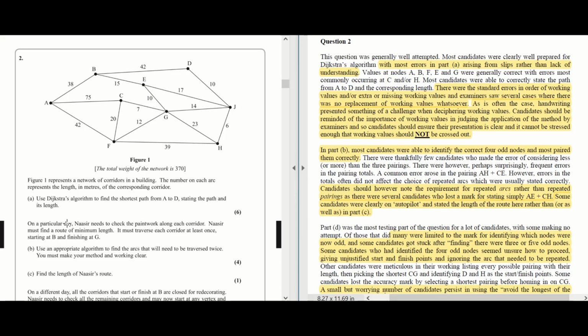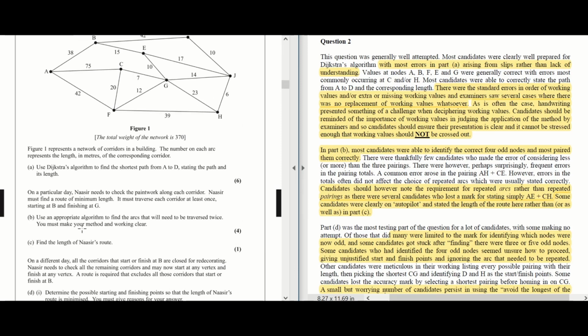Examiner report wise for question number 2, for part A we had to use Dijkstra's algorithm. A lot of candidates were well prepared for this type of question, and there were just slight slips which didn't show a lack of understanding. There were just small little errors. There were the standard errors in the order of working values and or extra or missing values, and examiners saw several cases where there was no replacement of working values whatsoever. As is often the case, handwriting presented something of a challenge when deciphering working values. Candidates should be reminded of the importance of working values in judging the application of the method by examiners, and so candidates should ensure that their presentation is clear, and it cannot be stressed enough that working values should not be crossed out. And if you actually have a look, you've actually got plenty of space to put other working values as well. Just put a comma next to them.